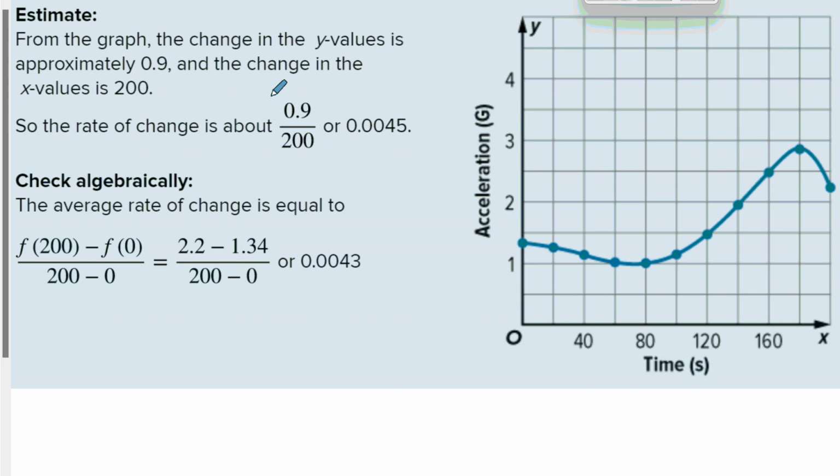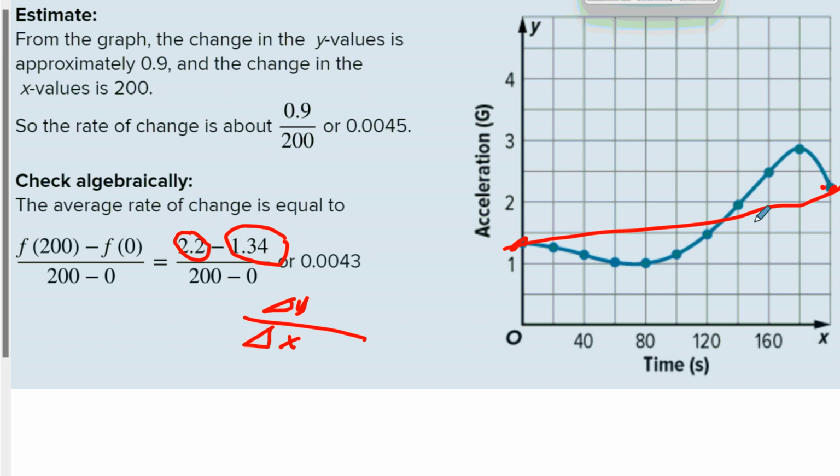And so if I want to estimate the average rate of change, what's the difference between 200 seconds and 0 seconds? Then I can just find the slope between those two, right? So I can just take the y value at 200, which is 2.2, and then I can plug in at 0, the g-force is 1.34, and I can subtract those, and then I can take the difference of my x's, right? Slope is the change in your y's over the change in your x's, right?